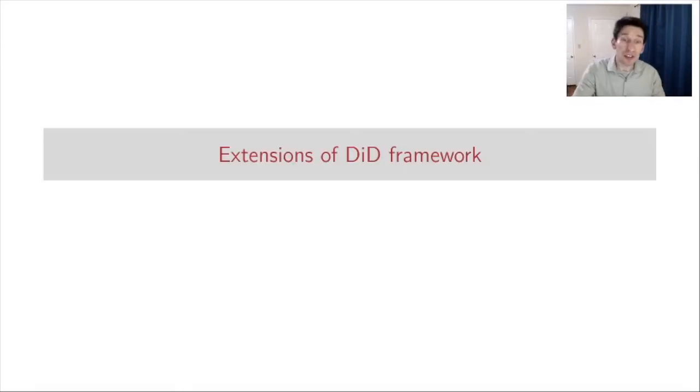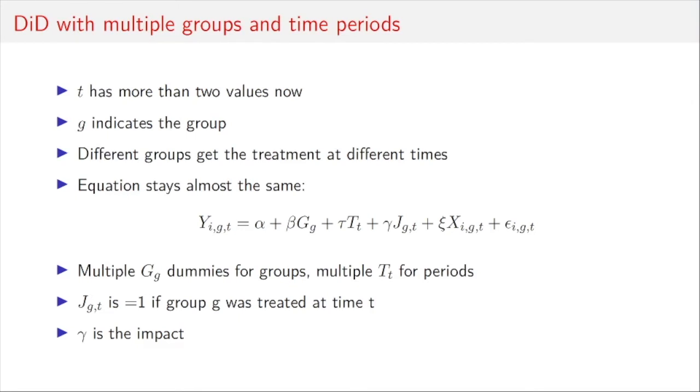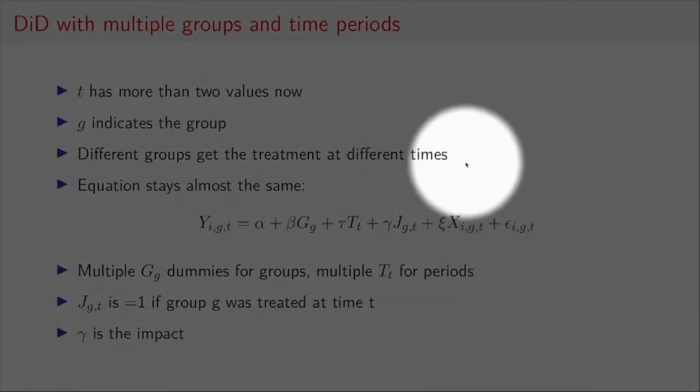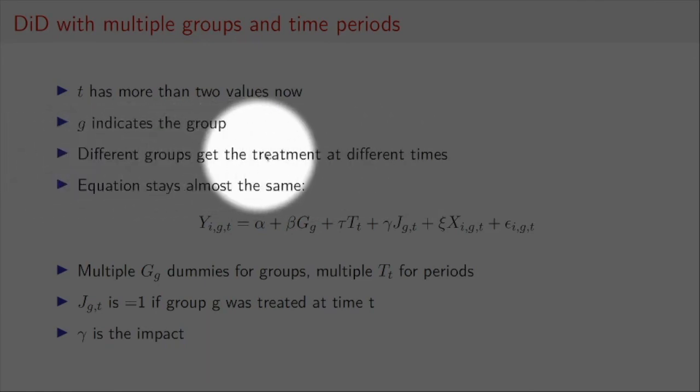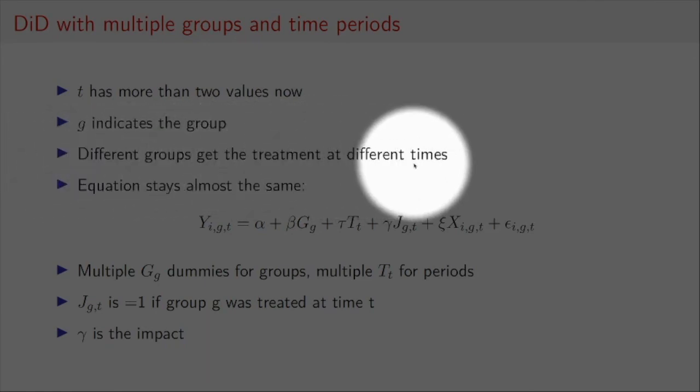Okay, so now that we've seen all of this, let us talk about a few extensions of this simple classical DiD framework. The first one I want to talk about is a difference in difference with multiple groups and multiple time periods. So now you imagine that T has more than two values, and you imagine that G might also have more than two values. So you can have maybe 3, maybe 5, maybe 10 groups, and you can have as many years as you want. And so the different groups get different treatment at different times. This is important. You want to allow for different treatment groups to be treated at different times.